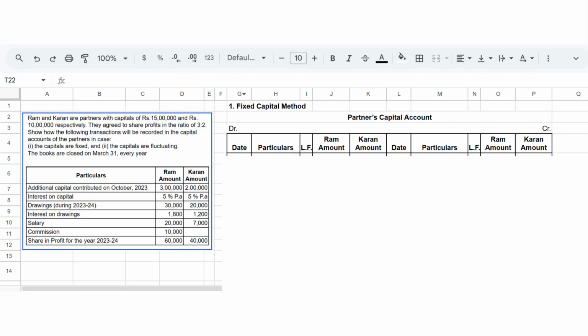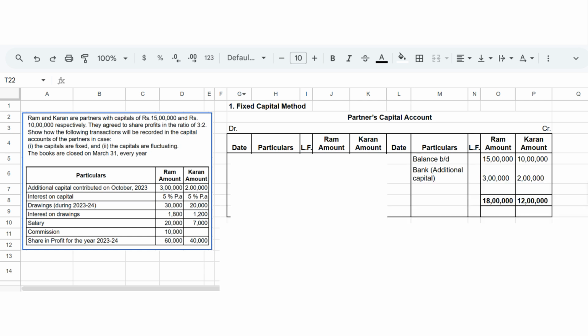So partners capital account: date, particulars, ledger folio, Ram, Karan, date, particulars, ledger folio, Ram and Karan. Balance brought down. Capital is 15 lakh rupees and 10 lakh rupees. And later on, additional capital. So bank additional capital 3 lakh rupees and 2 lakh rupees. And the total on the credit side is 18 lakh rupees and 12 lakh rupees. So debit side balance carried down 18 lakh and 12 lakh.